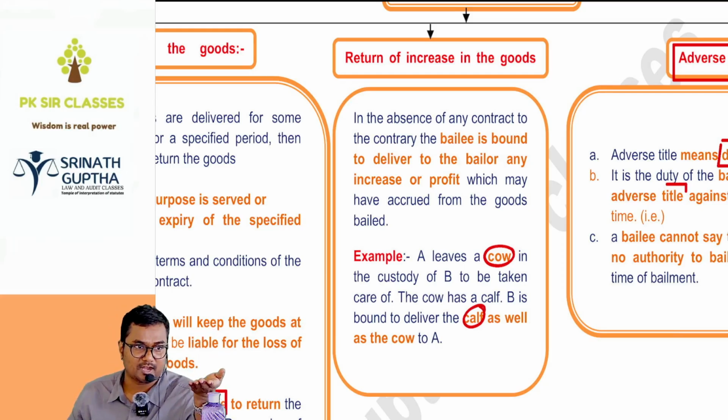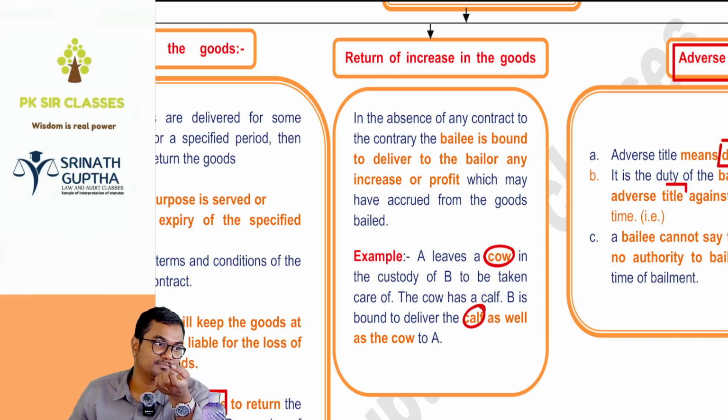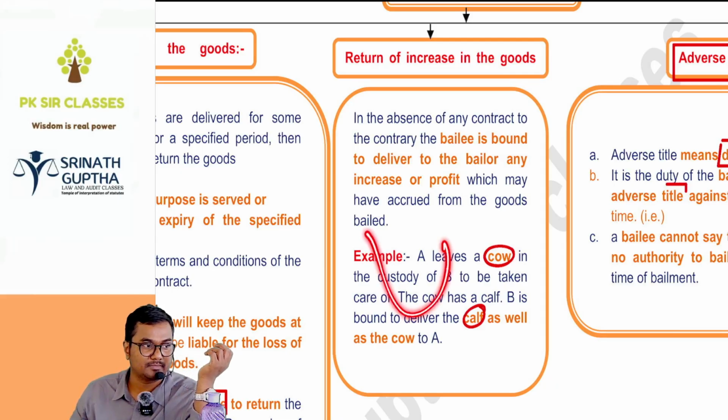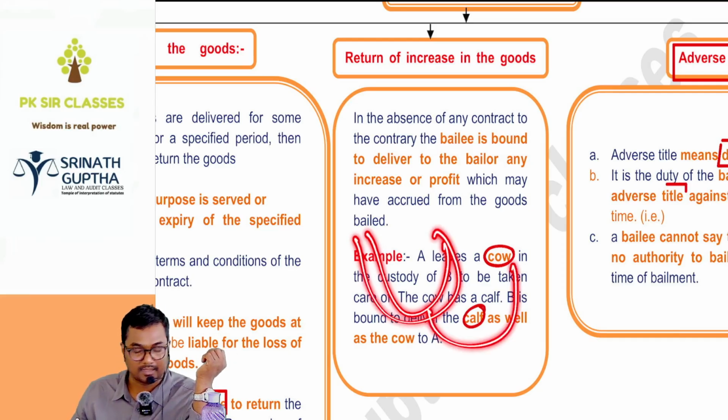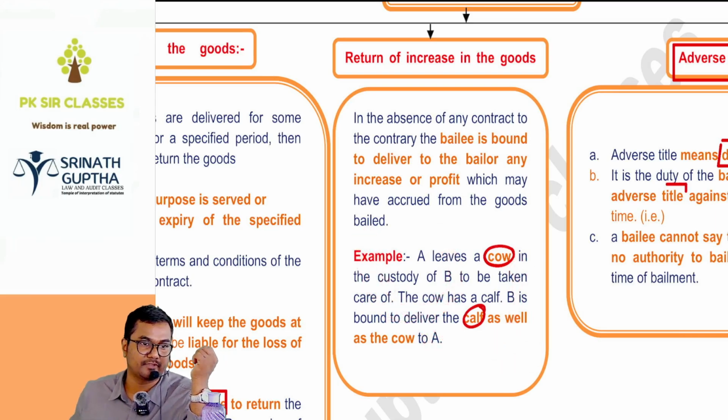Cow is having the calf, or that plant is having a small tree, है ना बेटा. Otherwise shares are getting the bonus shares. Share किसका है बेटा? Bailer का. Bonus shares also Bailer का. Cow किसका? Bailer का. And calf also Bailer. We have to done the increase in the goods also, accretion.